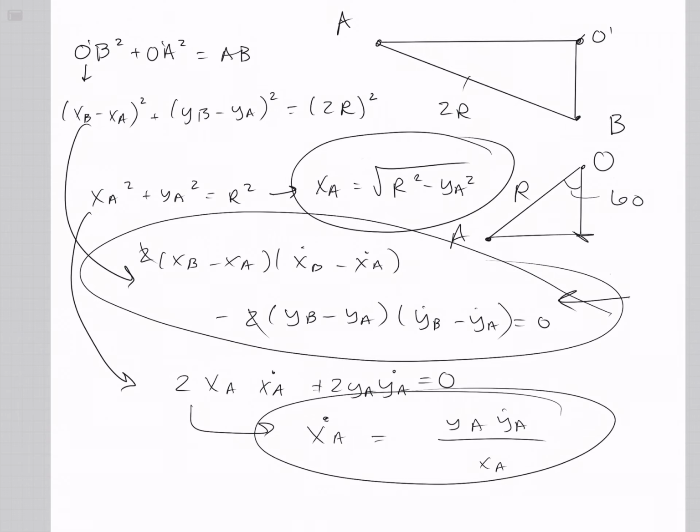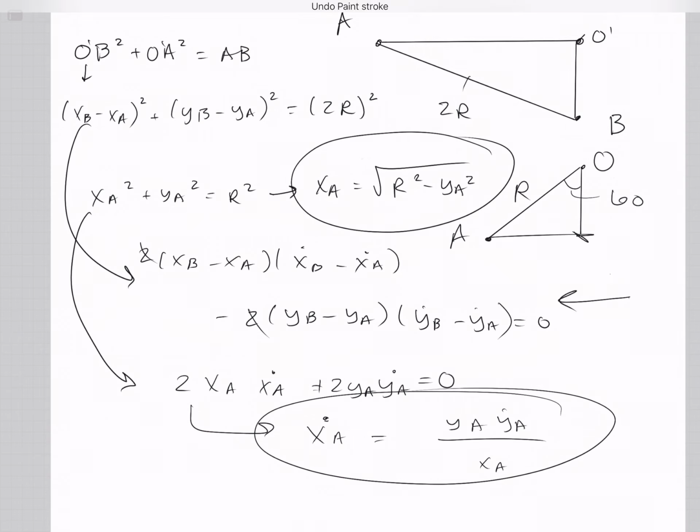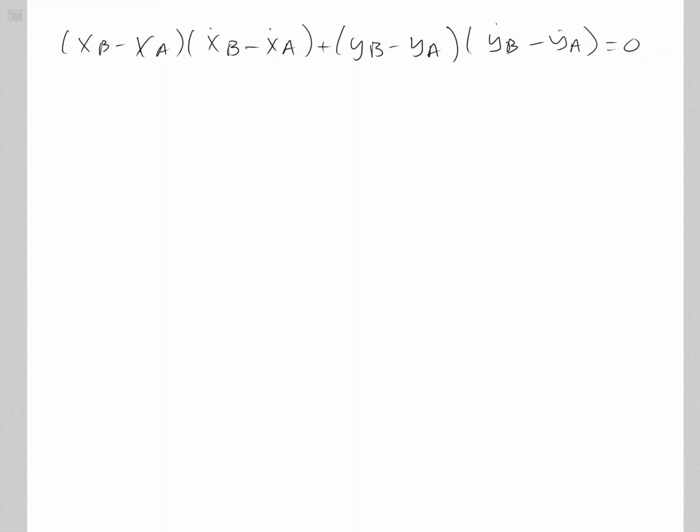If we were to rewrite this equation so it's a little bit cleaner, we'll find that we actually have a lot of information about the variables inside it. And that rewritten equation would be (x_b − x_a)(ẋ_b − ẋ_a) + (y_b − y_a)(ẏ_b − ẏ_a) = 0.